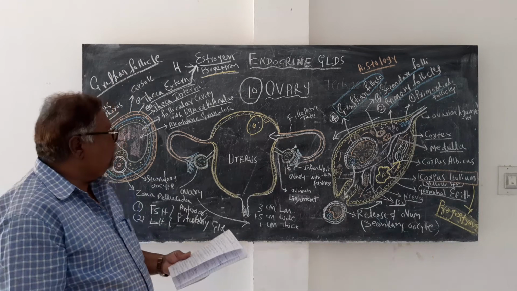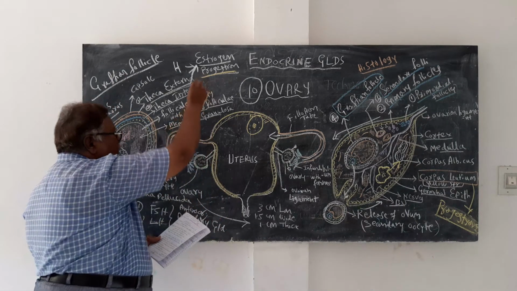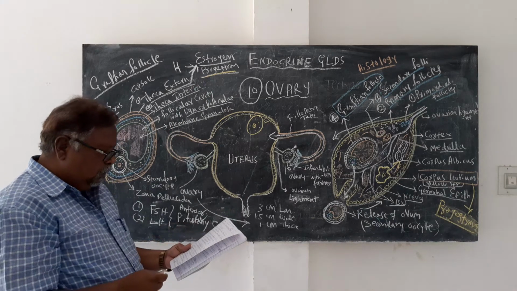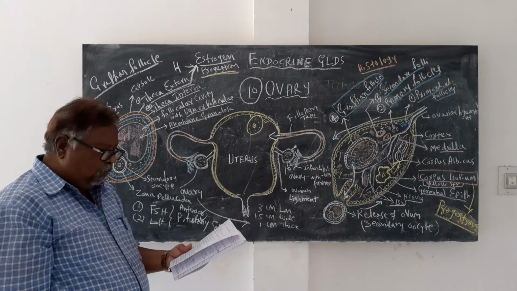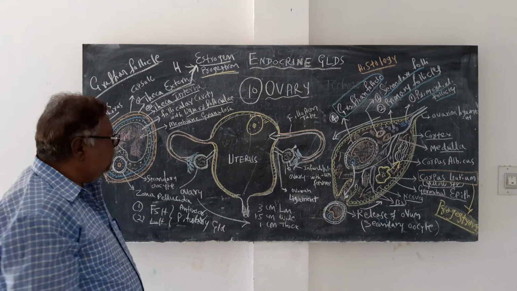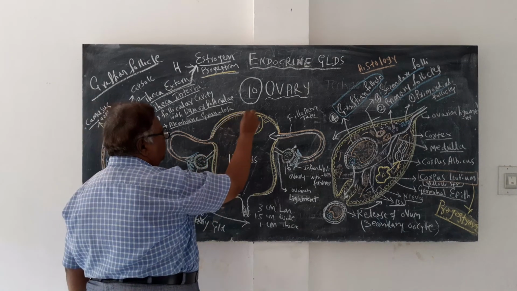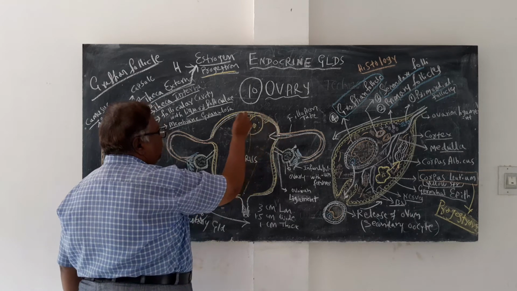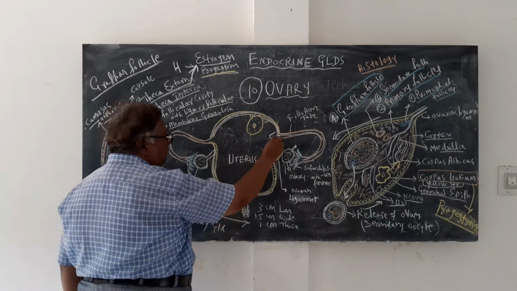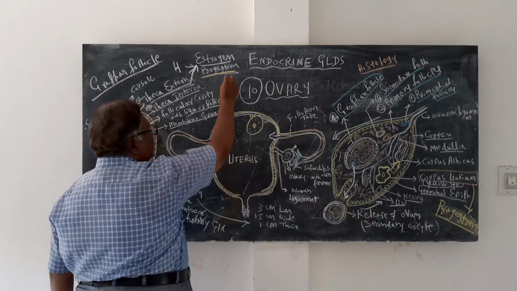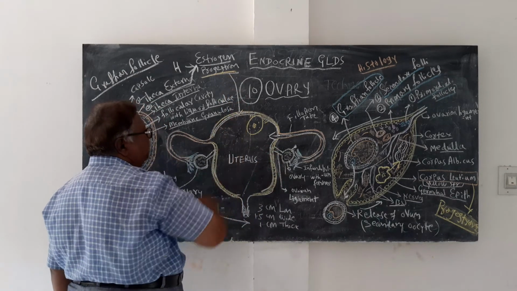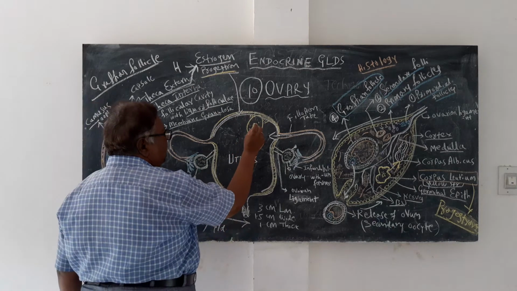Likewise, coming to the next one, progesterone. It prepares the uterus endometrial wall for implantation. So this wall of the uterus is completely prepared by progesterone. The wall is prepared by the progesterone to implant the ovum.